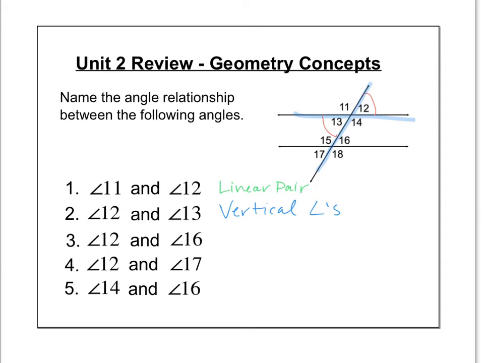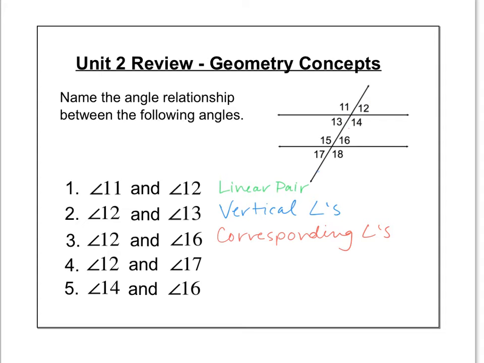Number 3, angles 12 and 16. So again, let me get rid of this. Let's look at 12 and 16. Do you see how those are sort of in similar spots? So if I look at this intersection, 12 is to the top right side, and if I look at this intersection, 16 is to the top right side. Those are called corresponding angles. Corresponding angles are going to be in similar locations.